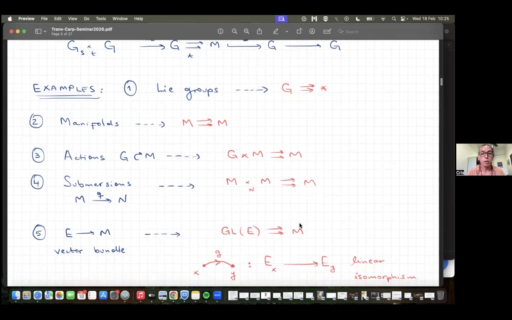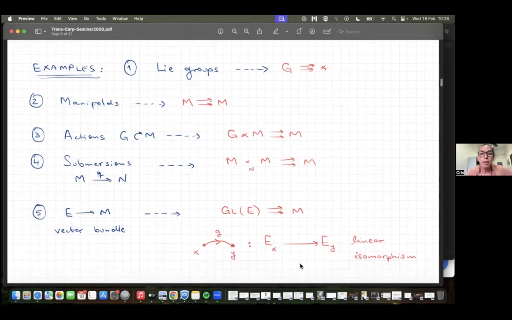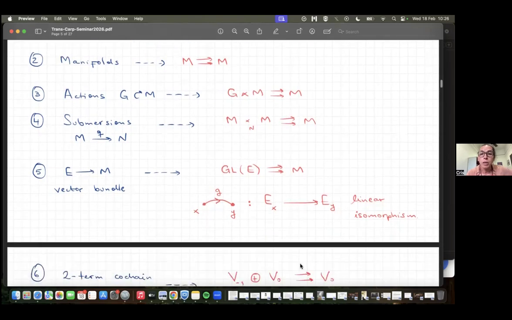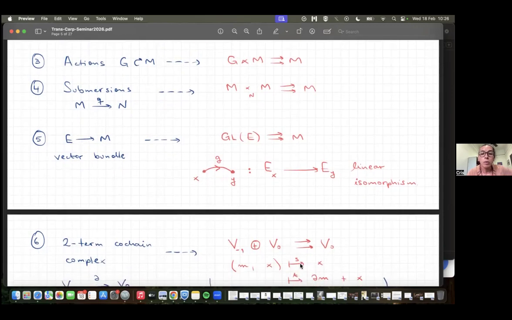Another example is given by symmetries of a vector bundle. So if E is a vector bundle over M, one can look at this groupoid called GL(E). So objects are points in M, and any arrow G between X and Y is given by a linear isomorphism between their fibers. So this is a Lie groupoid, and it will be important for our talk.